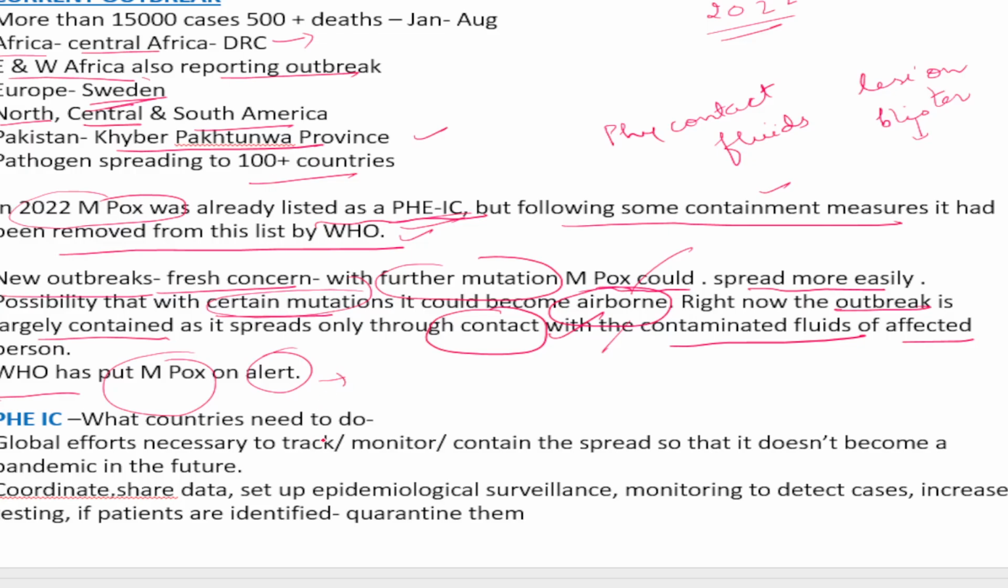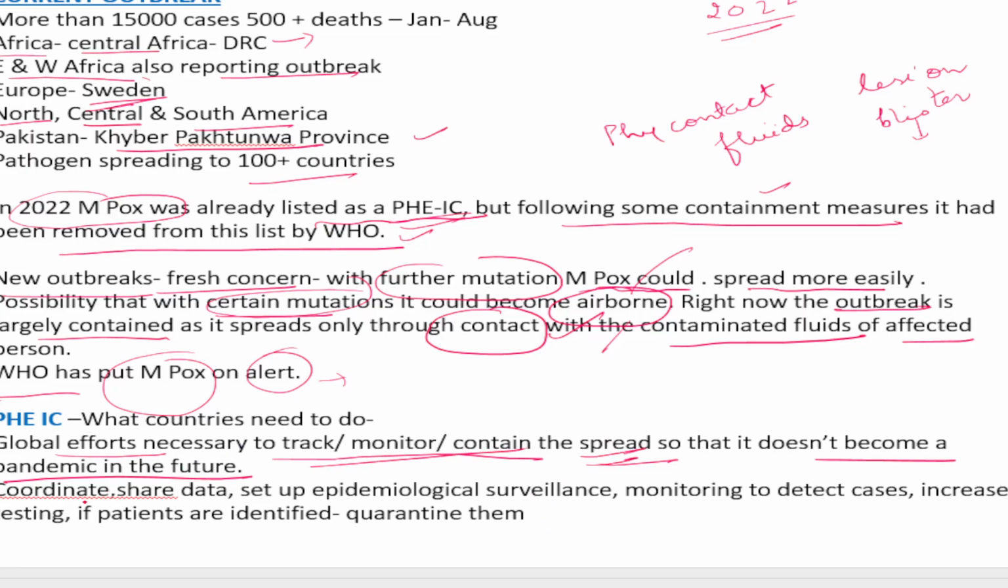Now, WHO has put monkeypox on alert. Does this mean that we need to panic? Answer is no, because at present it has not become a pandemic and it spreads through physical contact. Although there is a threat that on mutation it can become airborne, it means that countries need to make global efforts to track, monitor, and contain the spread of the virus so that it does not become a pandemic in future.